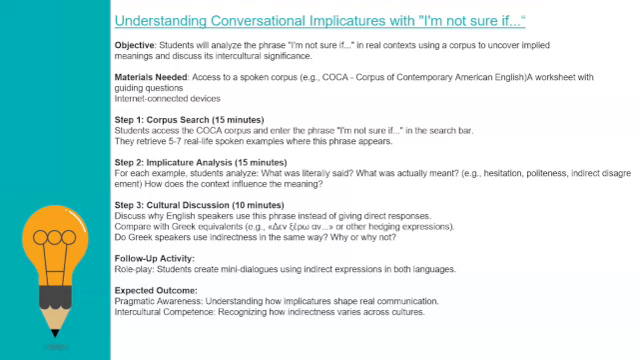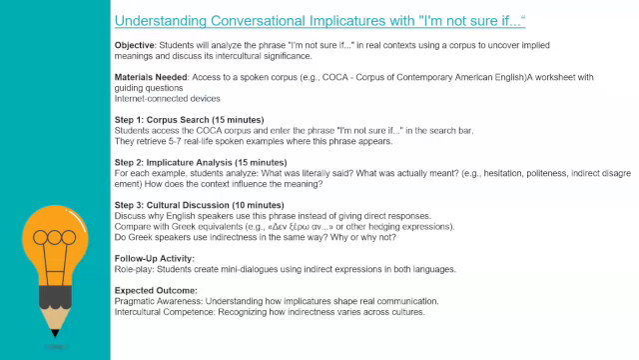So here is what we did. First, students use the corpus, in my case, the COCA corpus, to look up real-life examples for this phrase in spoken English. They found 5 to 6 examples and saw how native speakers actually used it. Then we move on to the analysis part.